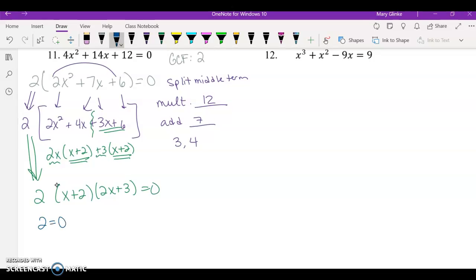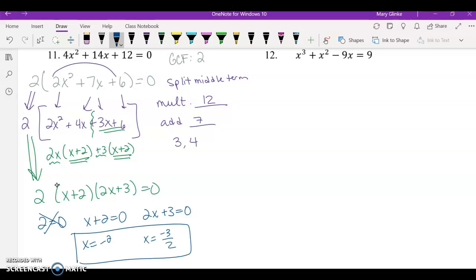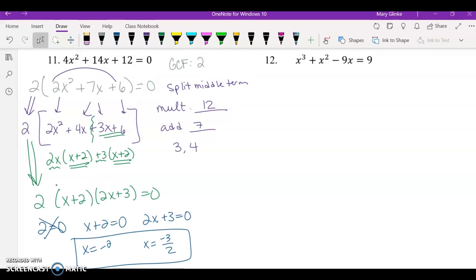Now we're going to set each factor equal to 0, and we're going to solve those equations. 2 does not equal 0. For this next one, we get x equals -2. And for this last one, we should get x equals -3/2. You can show your work for that one if you want to see where that comes from.